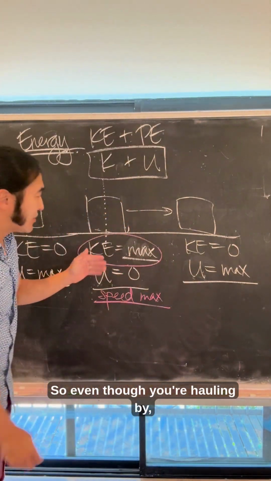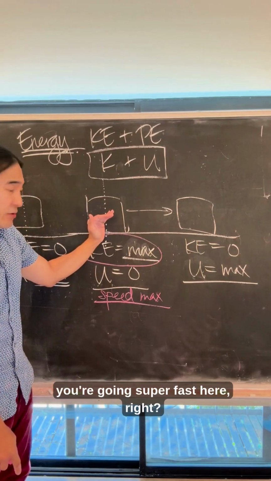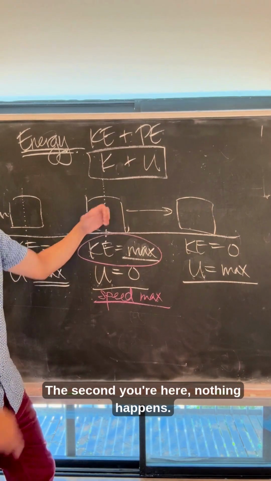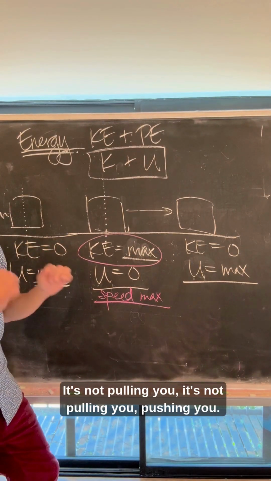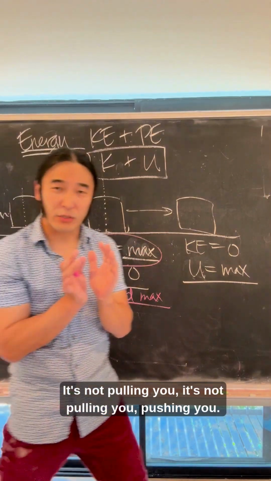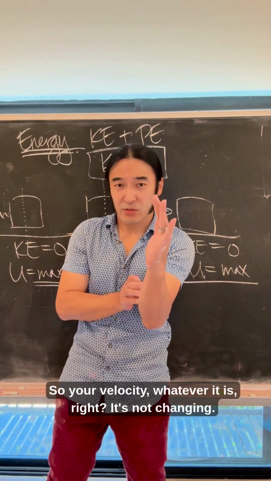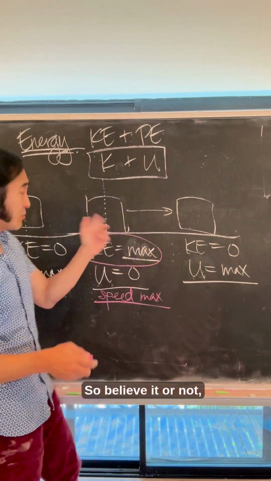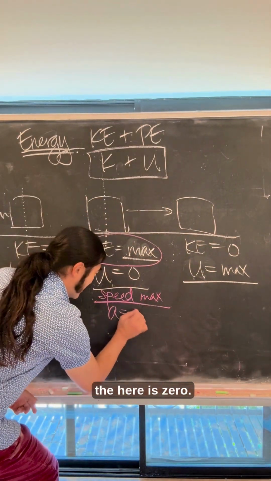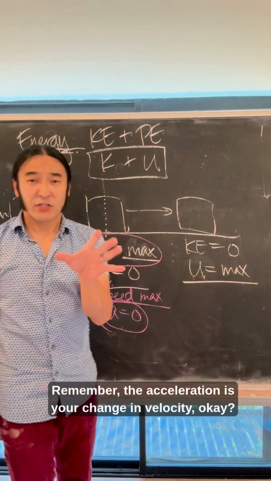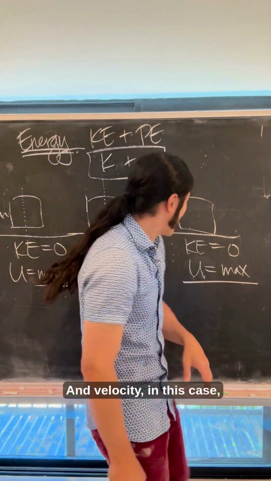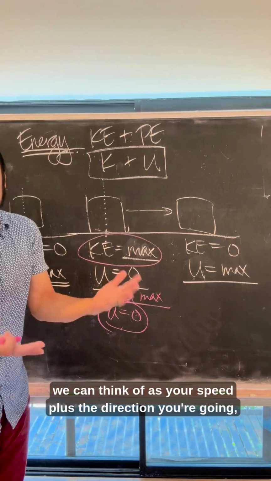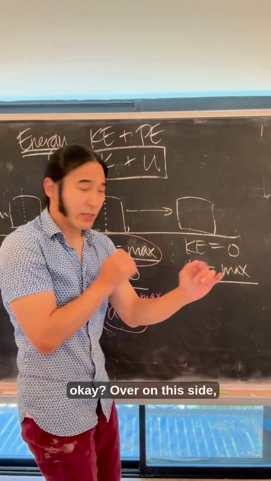So even though you're hauling butt, you're going super fast here, right? The second you're here, nothing happens. The spring is happy. It's not pulling you, it's not pushing you. So your velocity, whatever it is, it's not changing. So the second you're there, the spring is not messing with you. So believe it or not, the acceleration here is zero. Remember, the acceleration is your change in velocity, okay? And velocity, in this case, we can think of as your speed plus the direction you're going, okay?